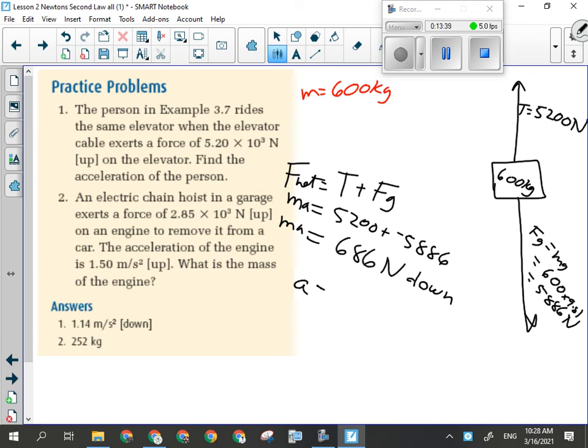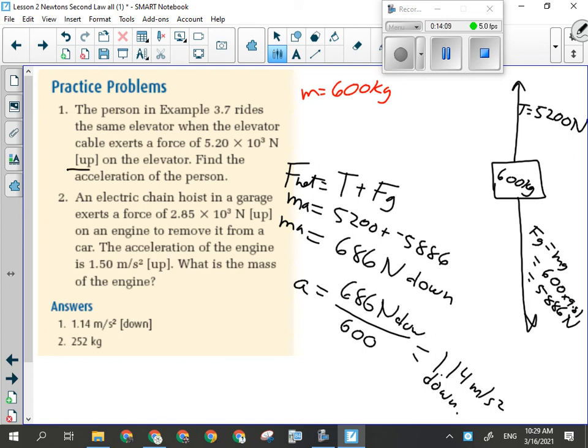So now I can calculate the acceleration by going 686 newtons down divided by the mass of the elevator, 600. That's going to give me my acceleration, which is 1.14 meters per second squared down. No. In this one, they give you up. So you have to use up. All right. Questions on that one?